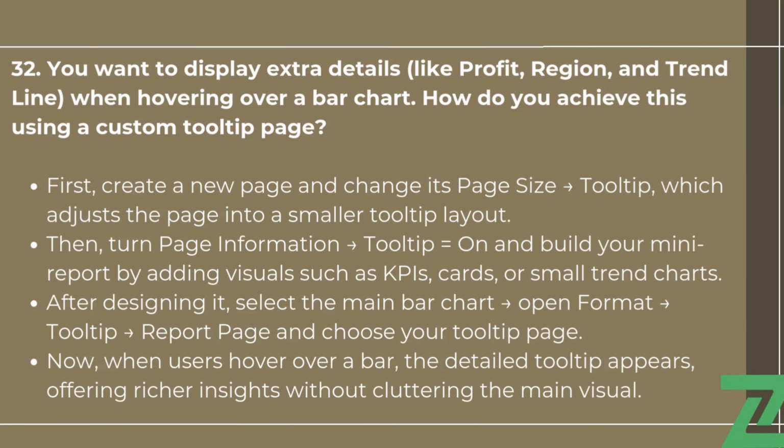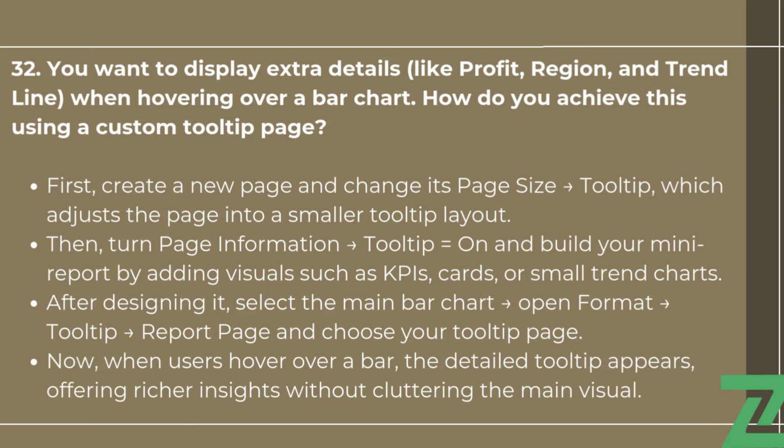32nd question. You want to display extra details like profit, region, and trend line when hovering over a bar chart. How do you achieve this using a custom tooltip page? First, create a new page and change its page size to tooltip. This automatically adjusts the page into a small tooltip layout.